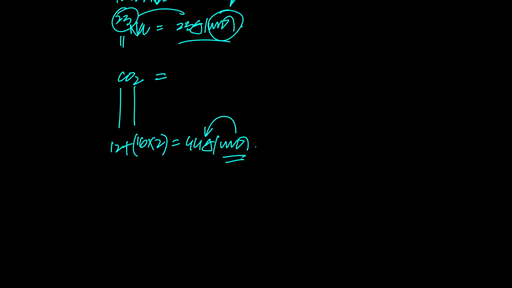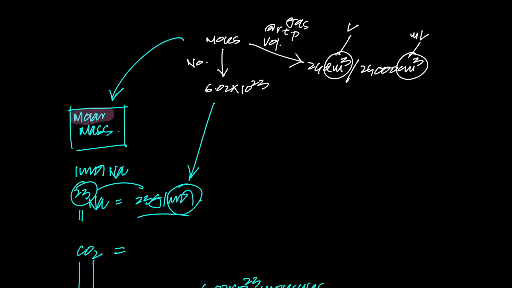How much is 1 mole of carbon dioxide? It's practically 6.02 into 10 raised to the power 23 molecules of carbon dioxide, right? Or you could also say 1 mole of carbon dioxide is 24 liters, or 24 decimeter cube. So if I take 24 decimeter cube of carbon dioxide and weigh it on a top pan balance, it's going to weigh exactly this much. If I take these many molecules and weigh them, it's going to weigh exactly this much. So these are the three things that a mole represents.